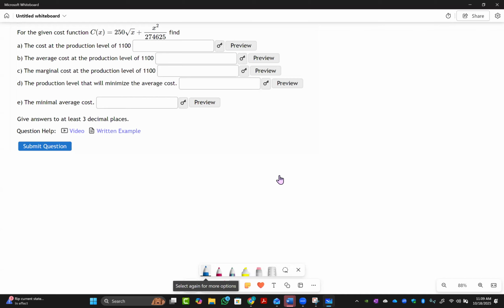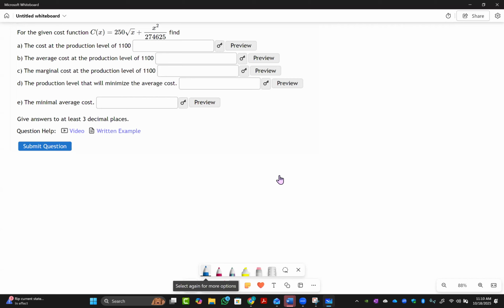It's the quantity. Good. We're producing 1100, right? And how much it's going to cost to produce 1100? Perfect. And what do you think in this equation has to do with that 1100? X. Perfect. Now, the cost at the production level of 1100, what could I do here to find what A equals?